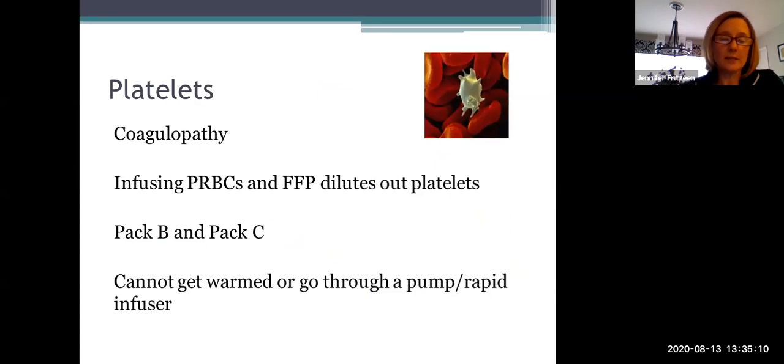And then, of course, platelets are part of our massive blood transfusion protocol, and they're going to help with our coagulopathy. And if we didn't give platelets, the packed cells and the FFP would dilute out whatever platelets we have in our body, and we don't want that to happen. And platelets are part of pack B and pack C of our massive blood transfusion. Now, something to keep in mind with platelets is we can't warm them and they shouldn't go through a pump or a rapid infuser. We kind of have to baby them a little bit.